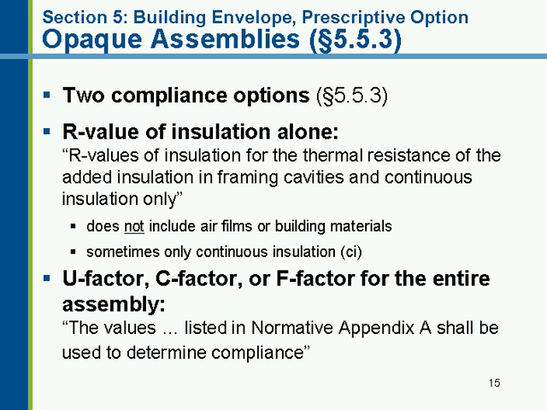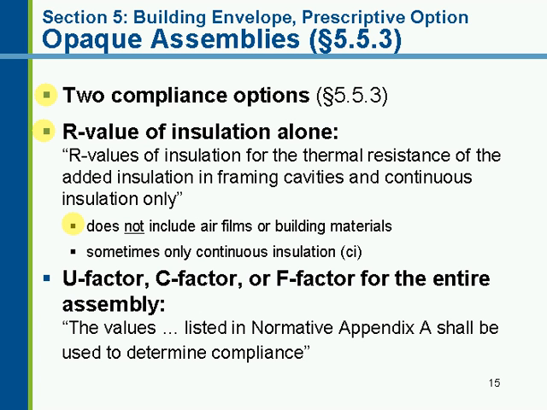Within the opaque assemblies, there are two compliance options, and they're spelled out in section 5.5.3. First of all, there's one for the R value of the insulation alone. So when you show compliance in that method, it's only the added insulation in framing cavities and continuous insulation, and this is defined as the nominal R value in the definitions chapter. It does not include any air films or building materials. So the way this is spelled out, it's meant to be easy for designers, easy for both plan reviewers and inspectors. It just talks about the R value itself.